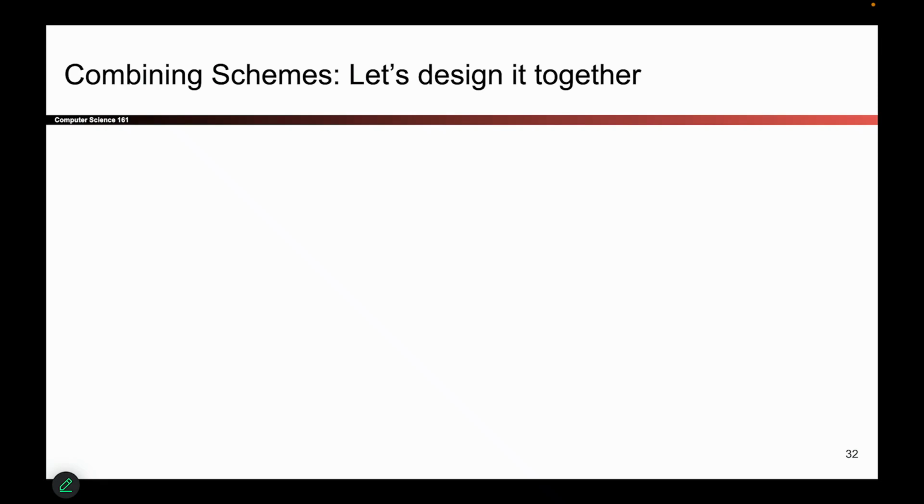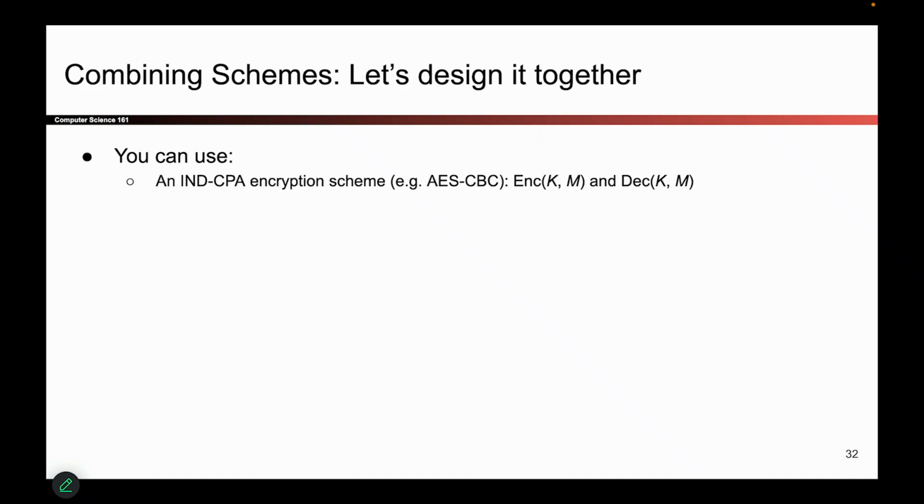So the first strategy we'll see is to combine the schemes that we've already seen. So here are the schemes we've already seen. These are the building blocks you can use when you're combining a scheme. So we'll give you any encryption scheme of your choice. You can assume it's IND-CPA secure. So for example, we give you AES-CBC, or we could also give you CTR mode, or one of those other modes that's secure. So you get an encryption function and a decryption function that you can use.